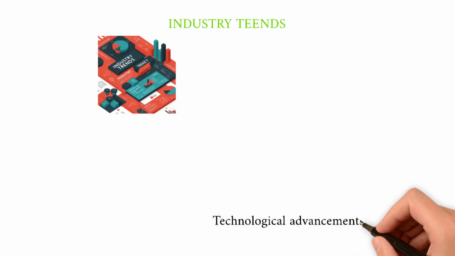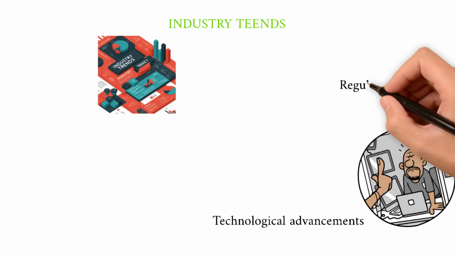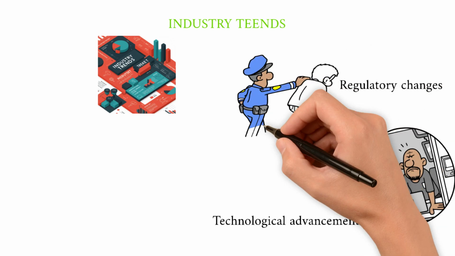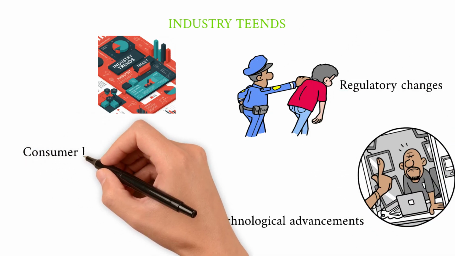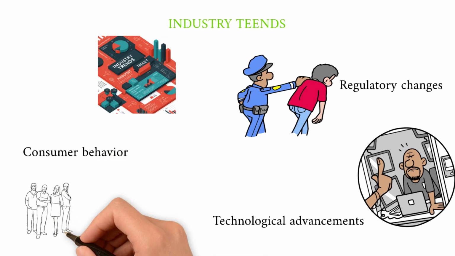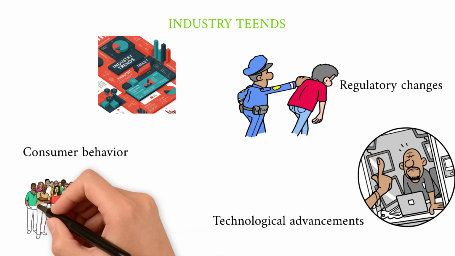Technological advancements. How are new technologies impacting the industry? Regulatory changes. Are there any new regulations that could affect the industry? Consumer behavior. How are consumer preferences changing? By staying informed about industry trends, you can identify companies that are well-positioned to capitalize on new opportunities.